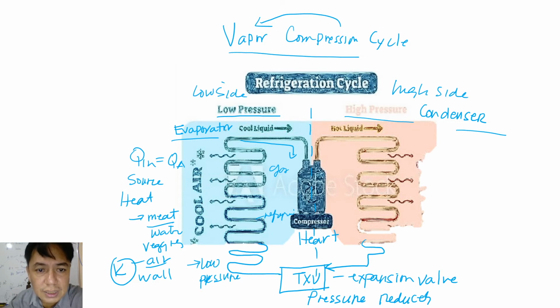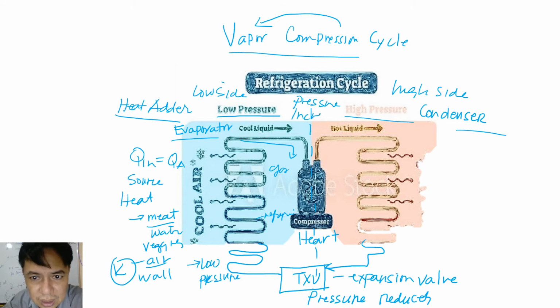As I said, low side, low pressure because of the thermal expansion valve. From the thermal expansion valve, it reduces the pressure. So how do we call the evaporator in layman's terms? It is called heat adder. We add heat. And the compressor is what? Of course, pressure adder, or pressure increaser. We add the pressure here.